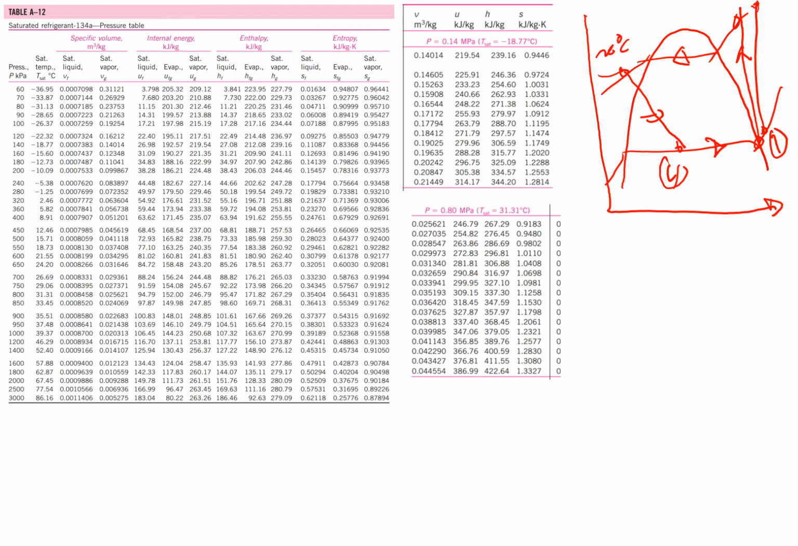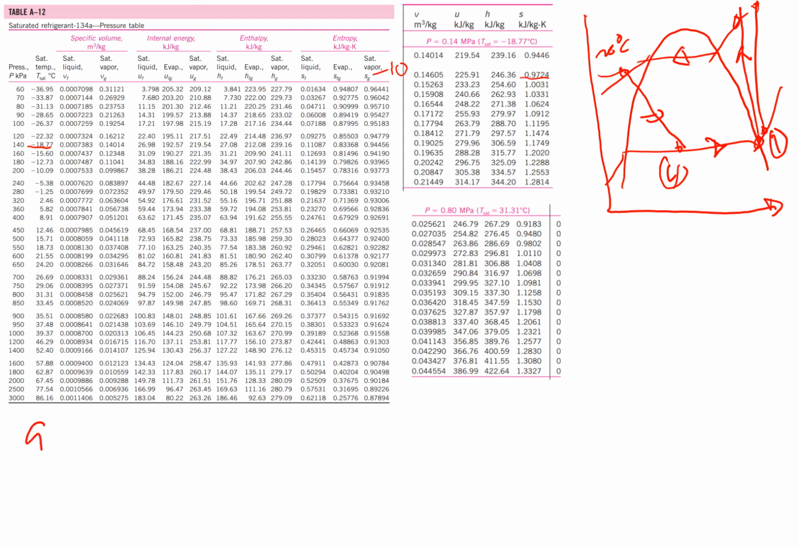Firstly, the temperature for 0.14, which is 18.1877. So thus the state 1 will begin at the, which is actually this is minus 18, so this is a minus 10 actually. So this is a minus 10, so this is a V, this is the entropy.